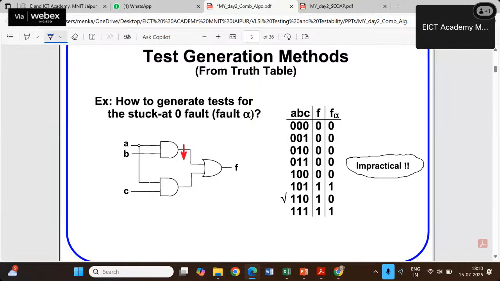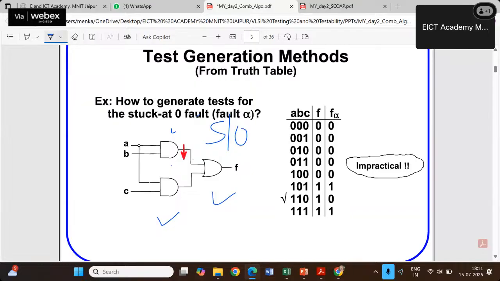So this is another circuit which is taken for the test generation method from the truth table. In this circuit, you can see this is an AND gate, this is an OR gate. This is a stuck at 0 fault. The arrow is downside, so you can represent it like this also: stuck at 0, or SA0, or downside arrow, or 1 by 0. Like that you can make it.